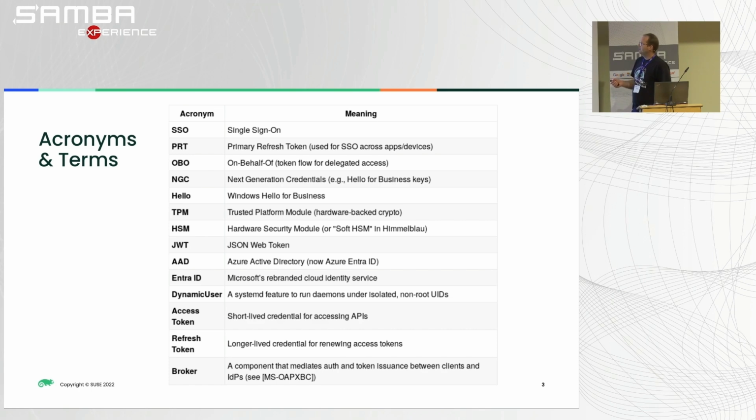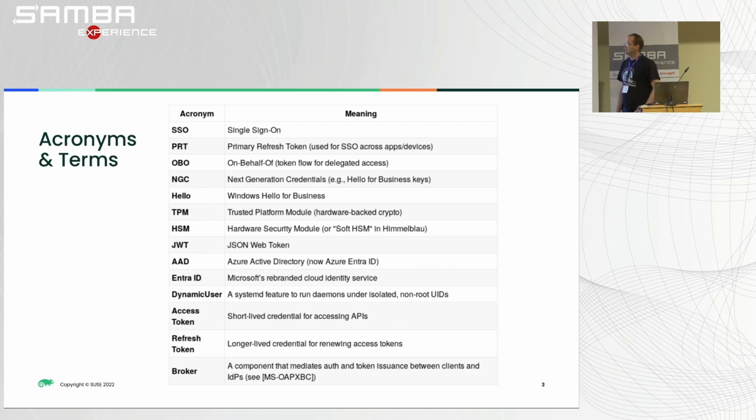And on behalf of flow, OBO, is a token flow for delegating access. It's a short form of it. NGC, you'll see a couple of times, is next generation credentials. You'll see this a lot in relation to Hello for Business keys. Hello for Business is Microsoft's branding for basically key authentication.